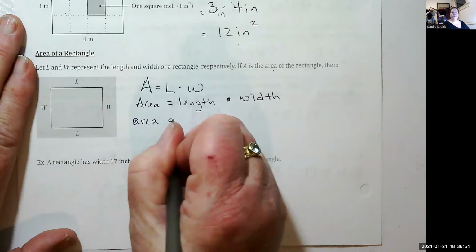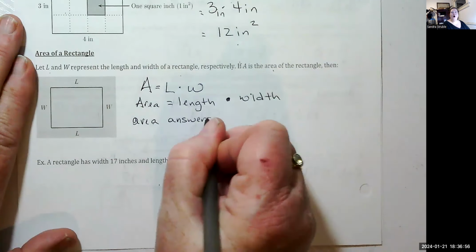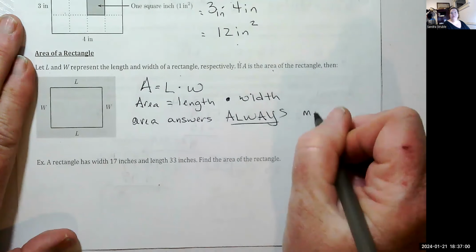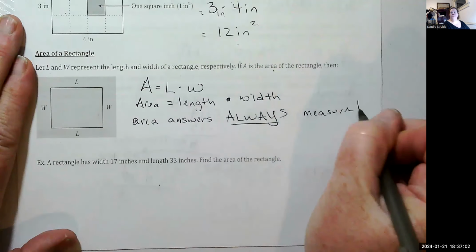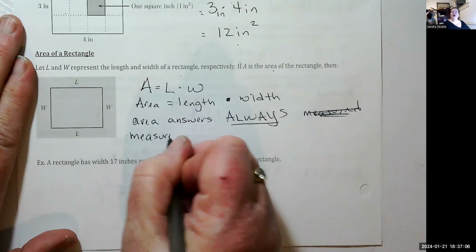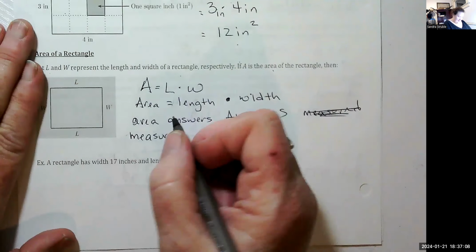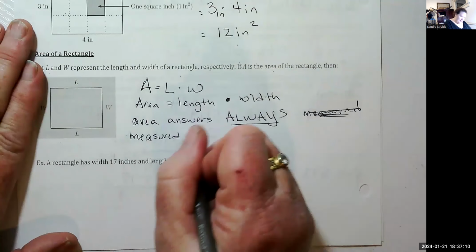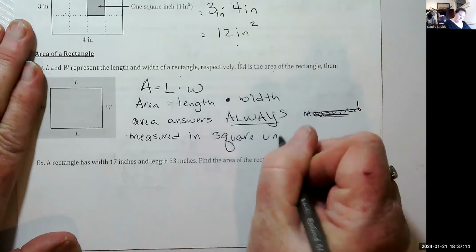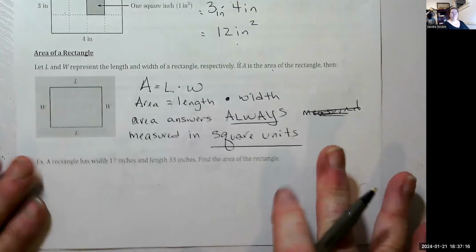Area answers always measured. Ooh, Lord, can't spell. Measured. It's hard looking at the screen though. In square units. Square units. All right. Last piece here.